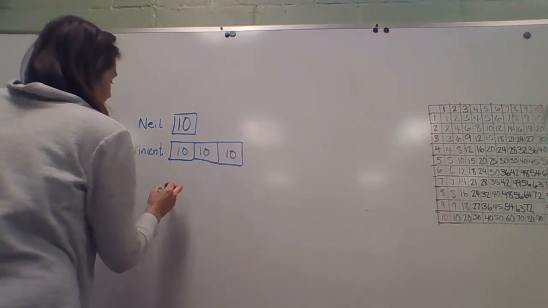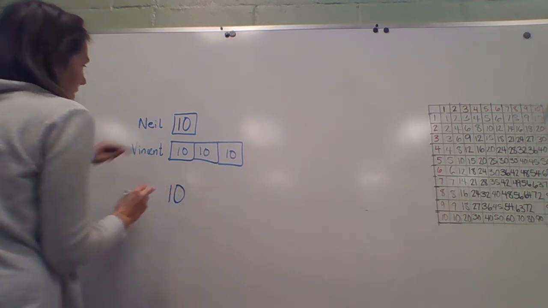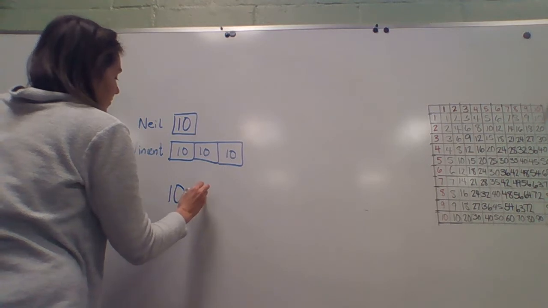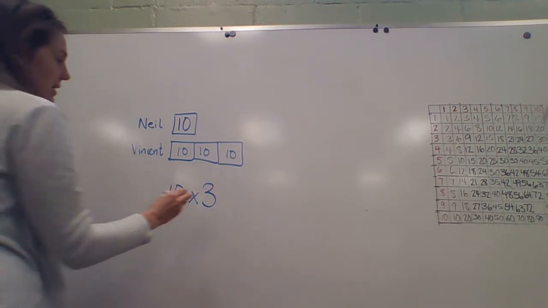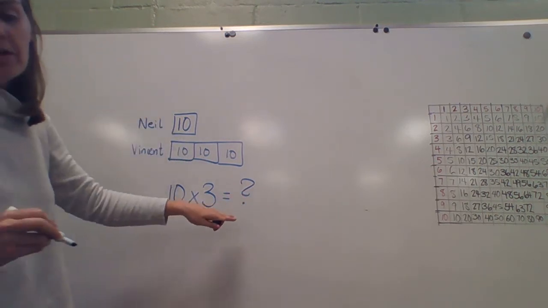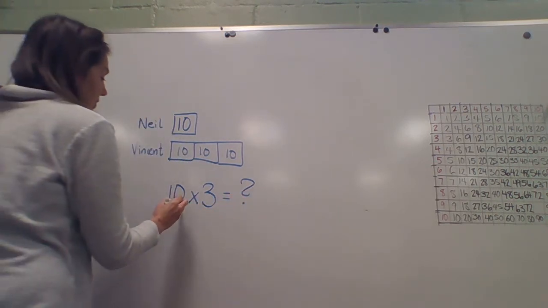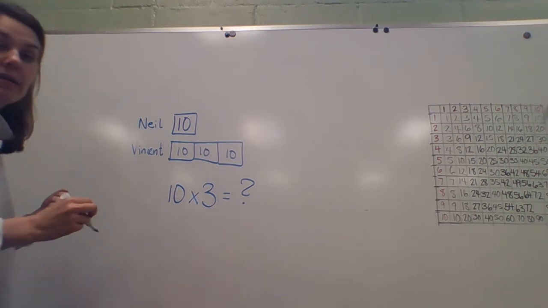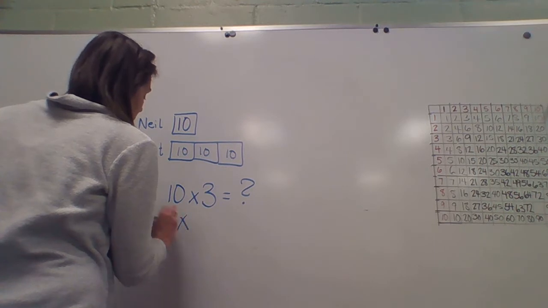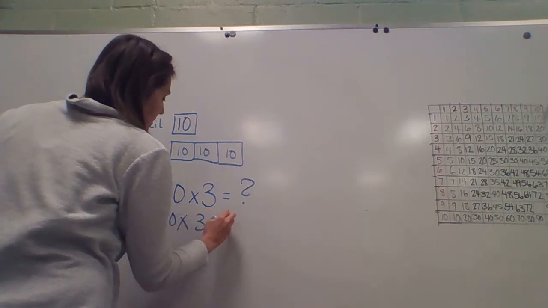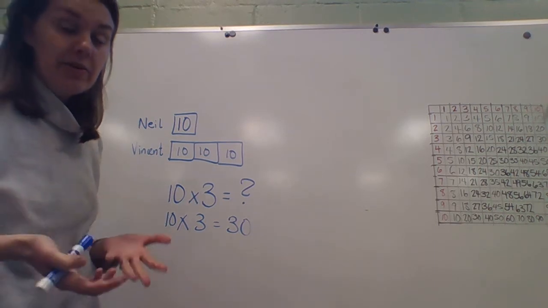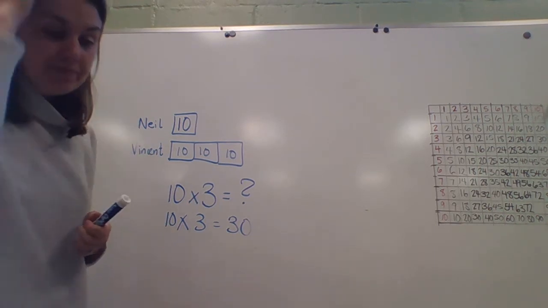So we have 10 cans that Neil collected. Vincent collects 3 times as many cans. Our answer would be unknown at this point, but we could solve 10 times 3, which is the same as counting by 10 three times: 10, 20, 30. 10 times 3 equals 30. All right? So Vincent collects 30 cans is how we would answer that problem.